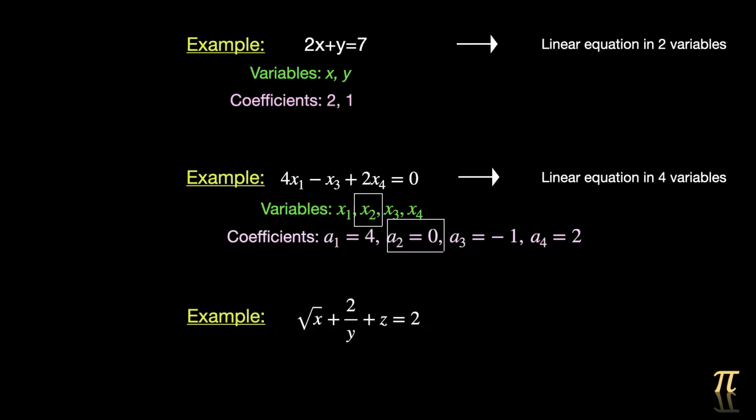This is an example of an equation which is not linear. Why? Because an equation is said to be linear if each variable involved in the equation has power only 1. In this example, x has power one half and y has a negative power, so this equation cannot be a linear equation.